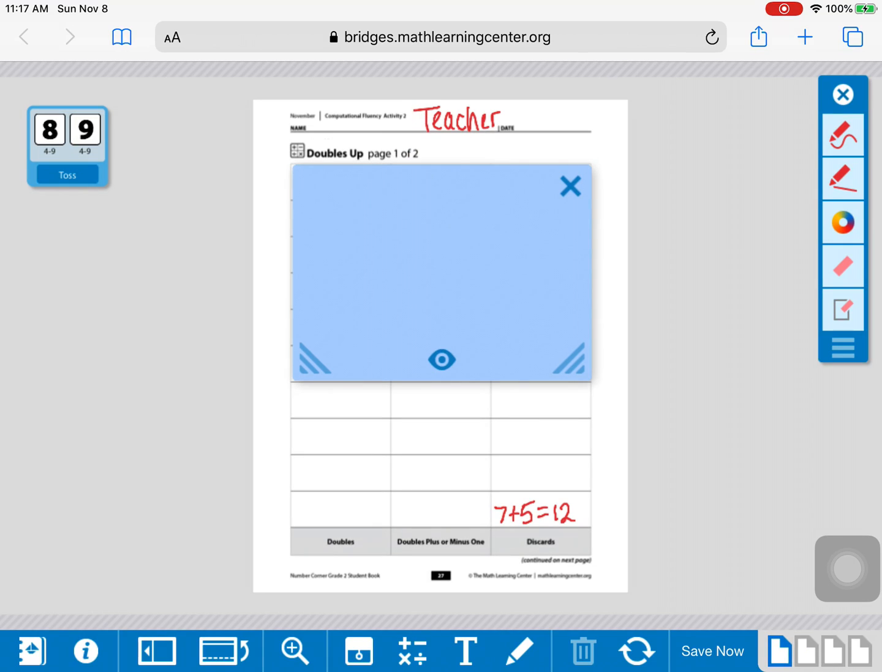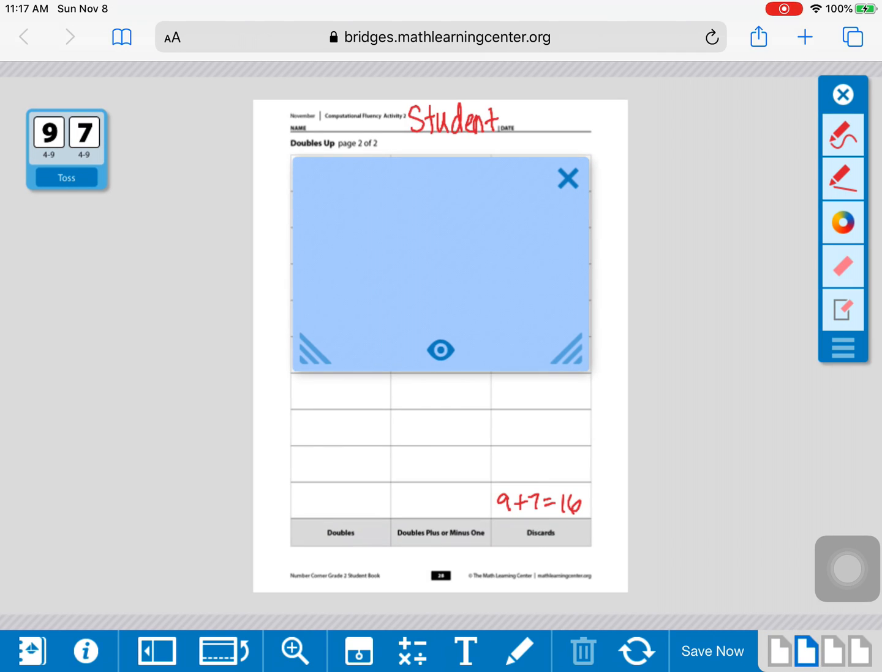All right, my turn again. I'm going to go ahead and toss. And I got 8 and 4. Unfortunately, that is neither a doubles plus or minus 1 fact, so that would also go in my discard pile. So I am going to write 8 plus 4 equals 12 again.